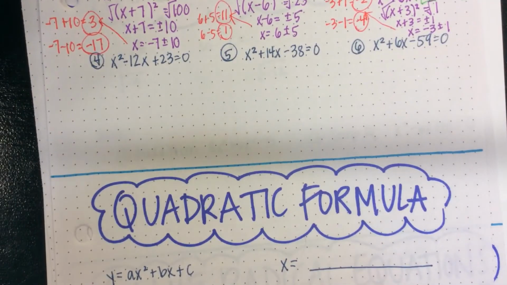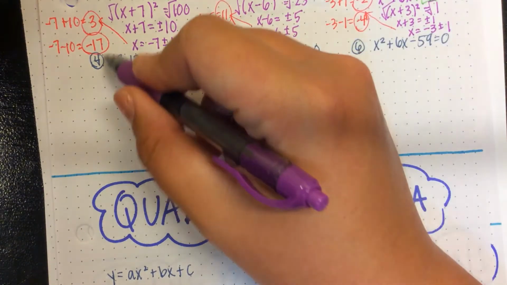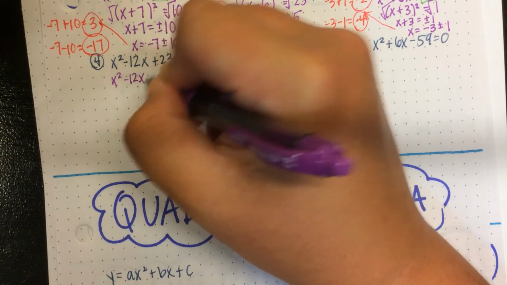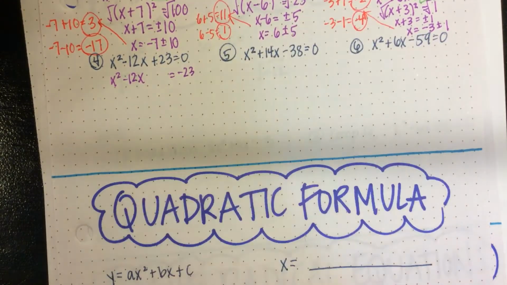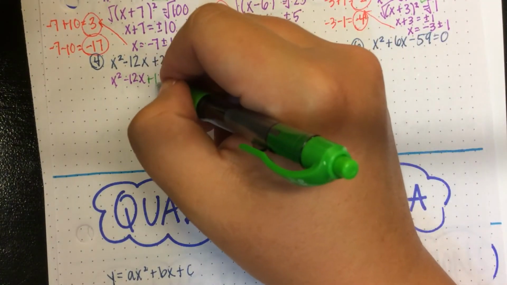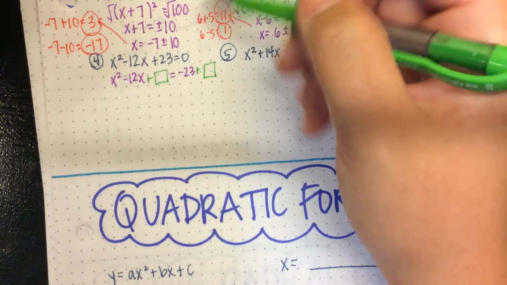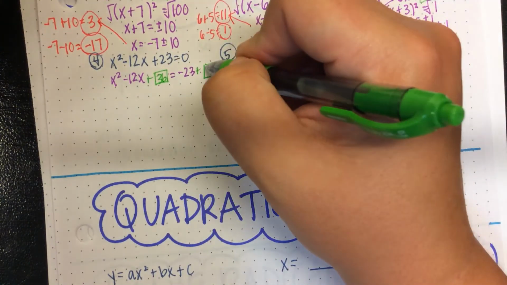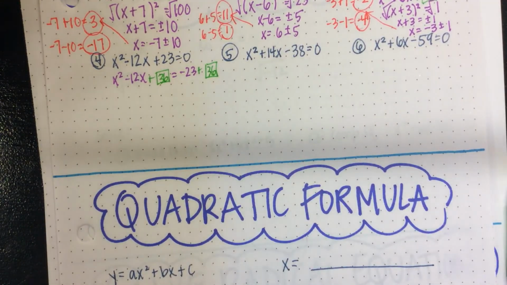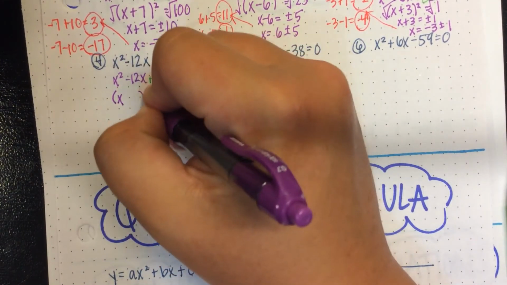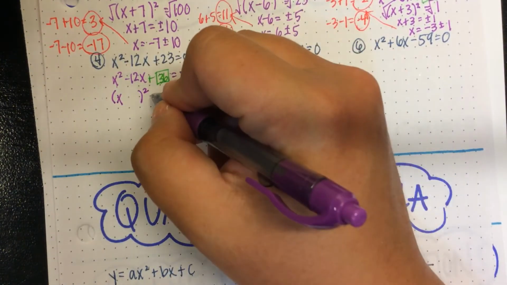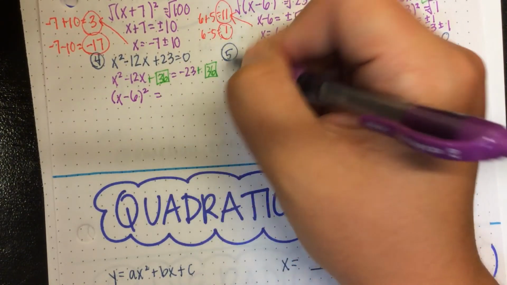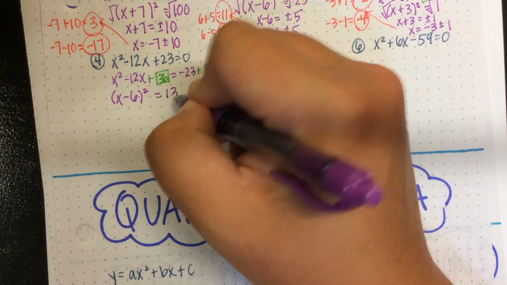Okay, keep on going. So I got a 1 out front, so I'm good there. So I'm going to subtract that 23 over. 0 minus 23 is a negative 23. Put a box. Okay, half of negative 12 is negative 6. Squared is 36. All right, 36 on both sides. So then I have x plus or minus something squared. In the parentheses, I take half of b, so that's x minus 6 squared. Negative 23 plus 36 is 13.